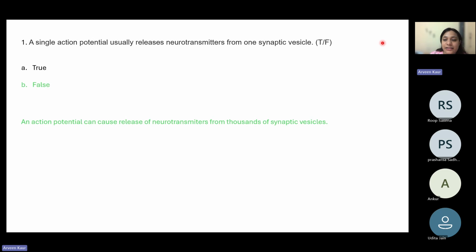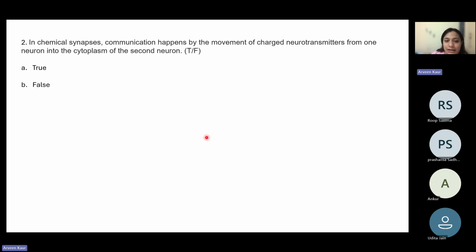An action potential can cause release of neurotransmitters from thousands of synaptic vesicles, from hundreds also, from just five also. It depends, right? Then the next question: in chemical synapses, communication happens by the movement of charged neurotransmitters from one neuron to the cytoplasm of the second neuron. Is it true or is it false? Do neurotransmitters actually move from one neuron to the other neuron?